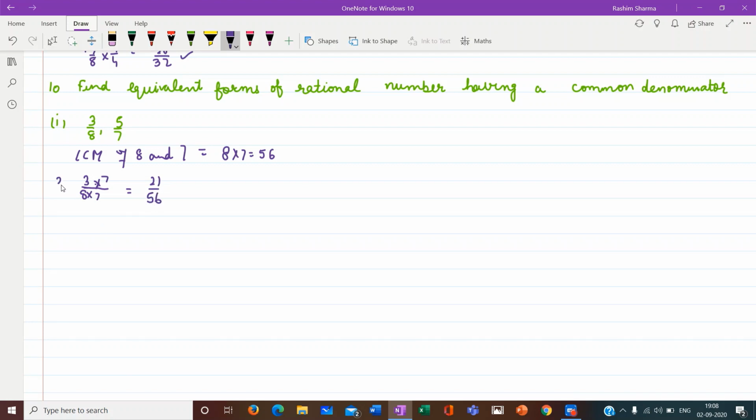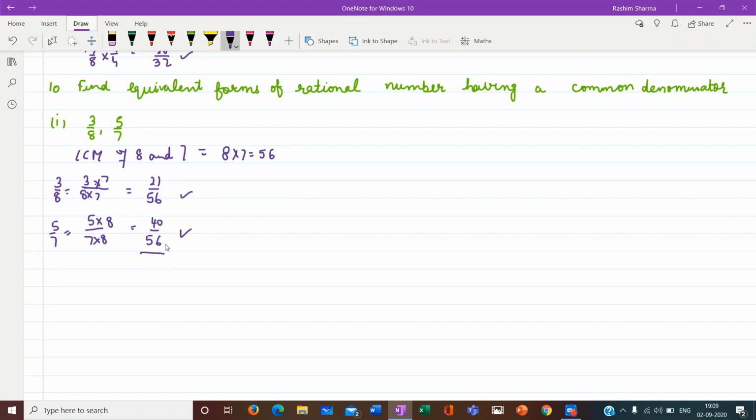Now next number is 5 on 7. It means this 7 is to be multiplied with 8 to make it 56. So same 8 we will multiply with 5 also. So we get here 40 on 56. Now we can see 21 on 56 and 40 on 56 are two rational numbers with the common denominator 56. This is the way we will do this question to get the common denominator.